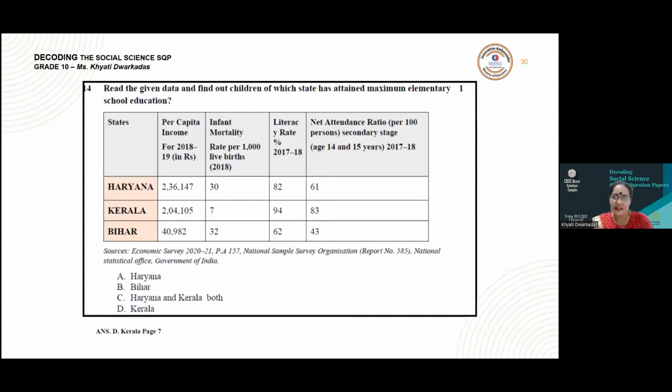Okay, read the given data and find out the children of which state have attained maximum elementary school education. And this one direct, it's a direct question. Absolutely direct question. You just have to read and pick up. So if the students are a little average, this is not analytical. You just have to read and pick up. It is not as much of analysis as the table looks and the big gaga over the table.